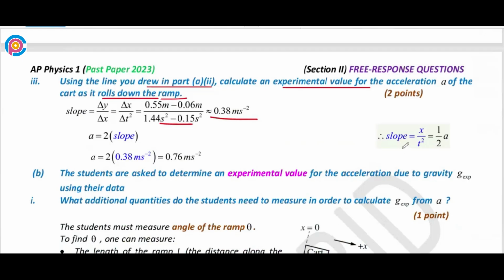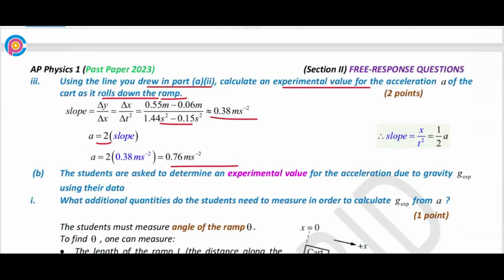As we discussed in the previous part, the slope is equal to x over t squared, which equals 1/2 a, but we have to calculate only the acceleration. So the 2 should be moved to the other side to multiply the slope. The slope is 0.38 multiplied by 2, that is 0.76. The acceleration is 0.76 meters per second squared. So that's the answer, the experimental value.